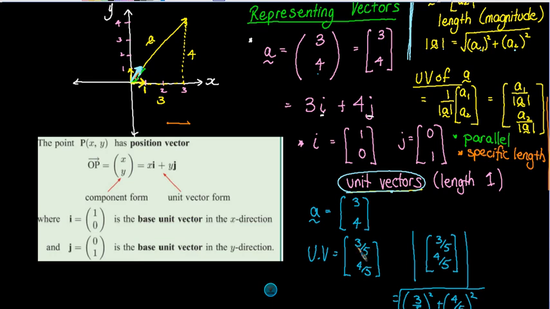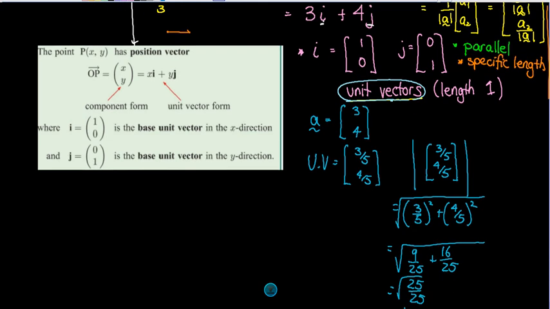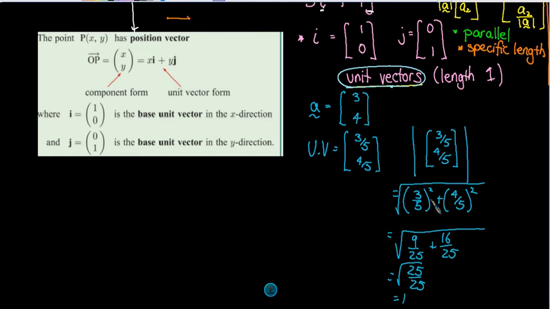So if we divide 3 by 5, because remember this length was 5, we get 3/5 and 4/5. We're saying that has now a length of 1. If we check it out, what's 3/5 squared plus 4/5 squared? When you're squaring a fraction, you square the top and the bottom. 3 squared is 9, 5 squared is 25, and so on. So 9/25 plus 16/25 is 25/25.